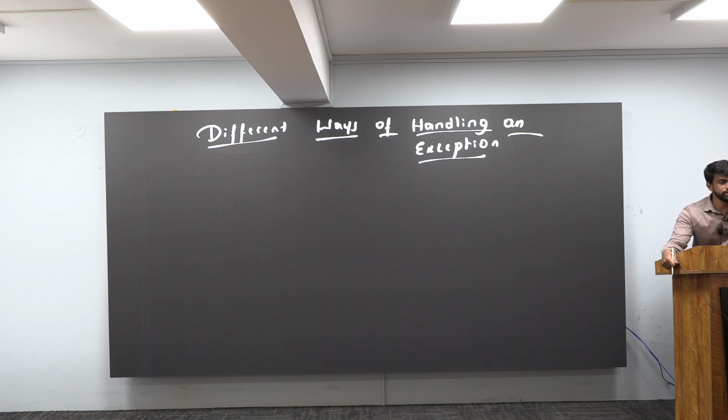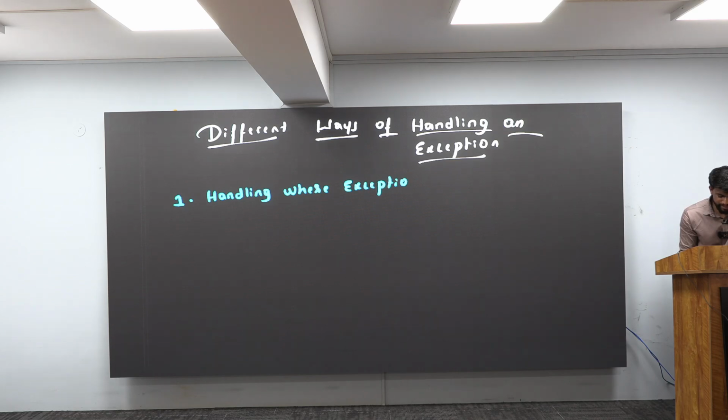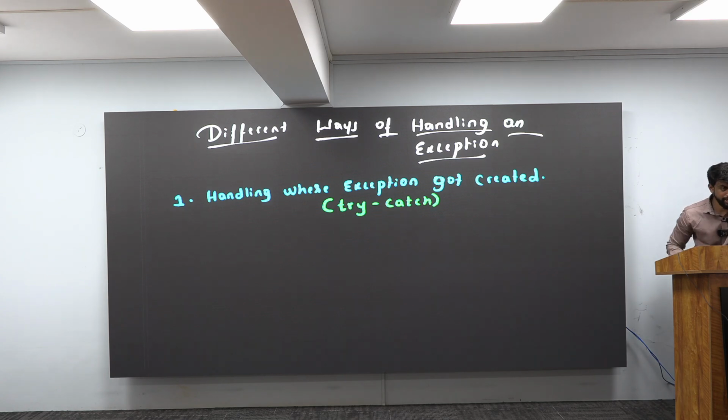Really, sir? You haven't told us? No, I'm telling you now. Okay, sir, what are the ways? Watch it. The first way of handling an exception is known as handling where the exception got created. This is the first way, and I'm just showing it to you on your screen. And this you can achieve using two people. Who is that, sir? Try and catch.